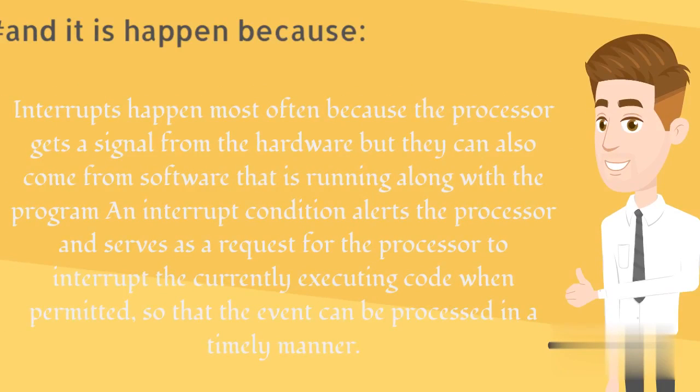Interrupts happen most often because the processor gets a signal from the hardware, but they can also come from software that is running along with the program. An interrupt condition alerts the processor and serves as a request for the processor to interrupt the currently executing code, when permitted, so that the event can be processed in a timely manner.